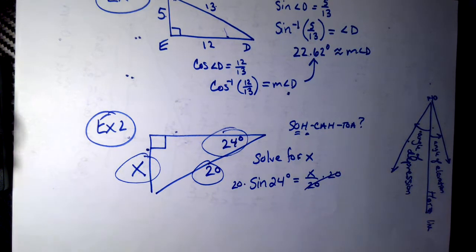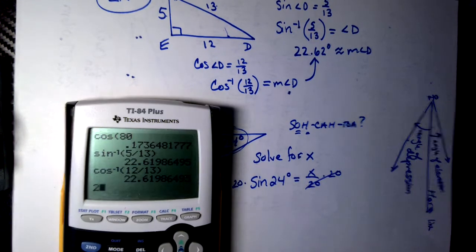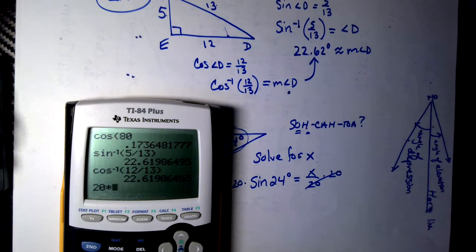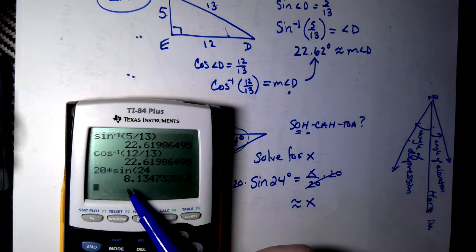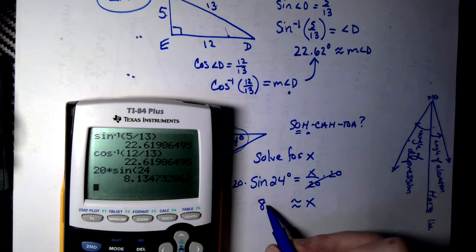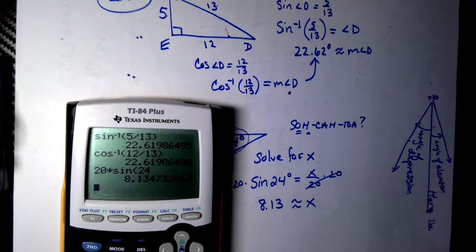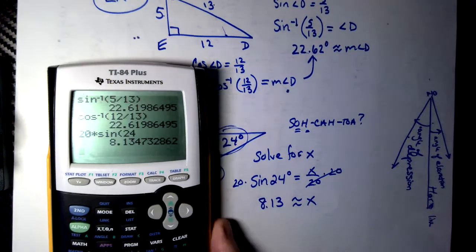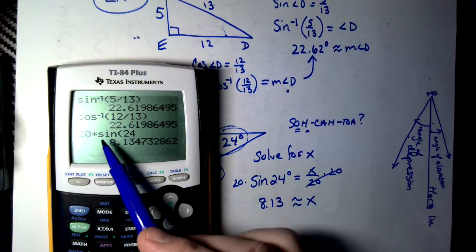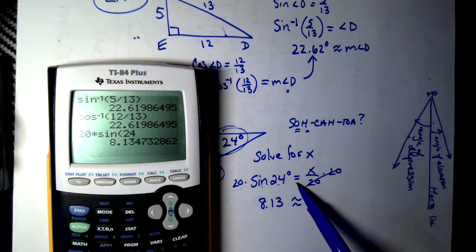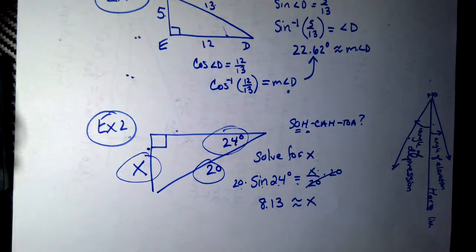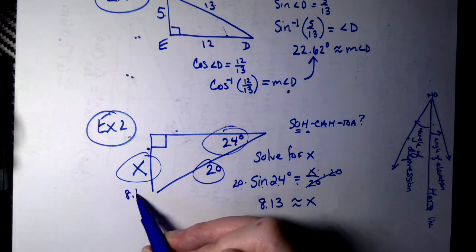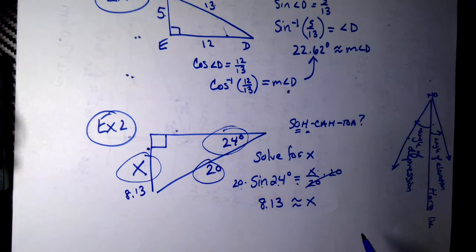And I can do that directly on a calculator. I can go 20 times sine 24 degrees, and it'll give me what X equals. We got to round it. We'll call 2 decimal places, 8.13. I'm sorry, it's a little dark on the screen there. I just did 20 times the sine of 24. It'll give me what X equals. 8.13 feet, inches, meters, whatever that would happen to be.